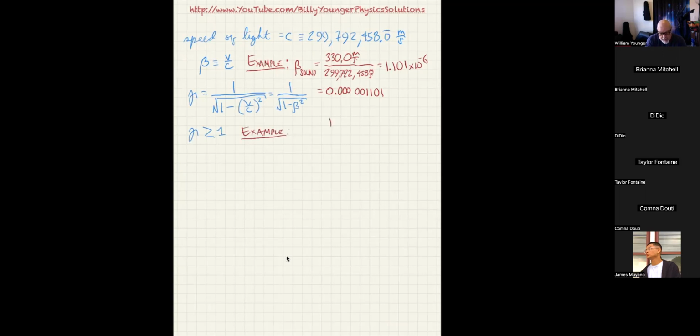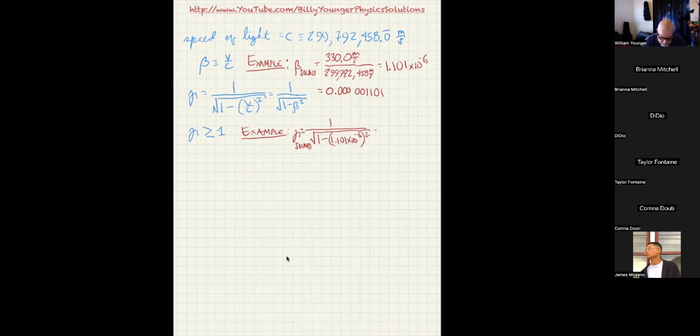One, I'm going to say gamma for sound is equal to 1 divided by the square root of 1 minus 1.101 times 10 to the negative 6 squared.